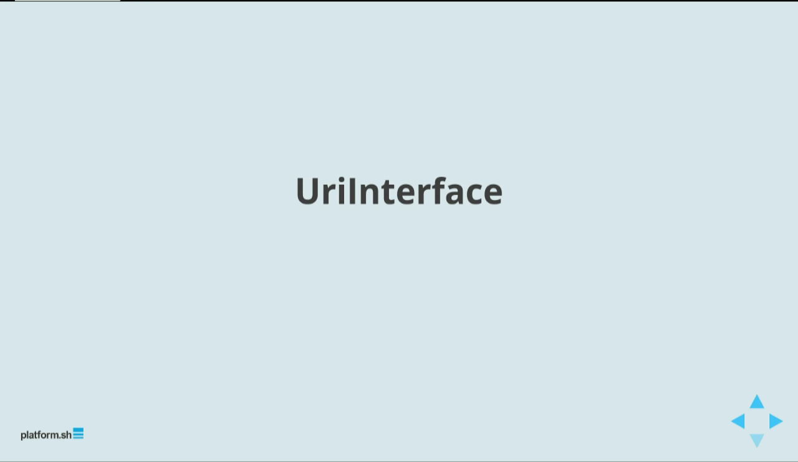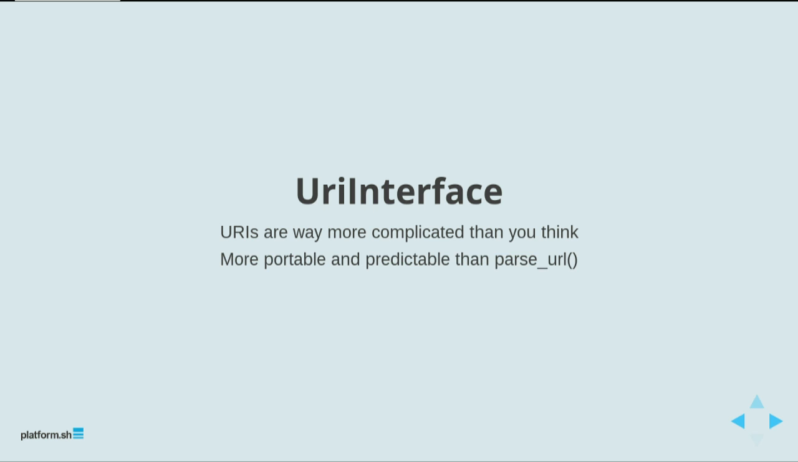Sorry. URIs are also abstracted to an interface because they are way more complicated than you think. They are not just a simple string. It's not just the domain and the path. What happens when you specify a port number that's non-standard? What happens when you specify no domain? What happens when you specify no origin? There's a lot of weird edge cases that are taken care of by this object, which makes it a lot more portable and predictable than just playing around with parse_url. Not going to go into detail there. I don't have that kind of time.